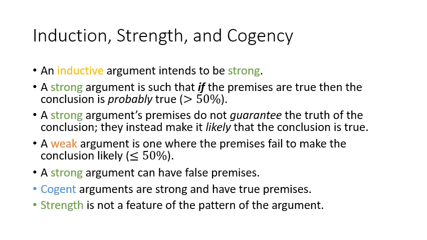Now let's end with this. Unlike validity, strength is not a feature of the pattern of the argument. So you can have arguments that have the same pattern, but one that's weak and the other that is strong, and that's what we're going to talk about here for a second.